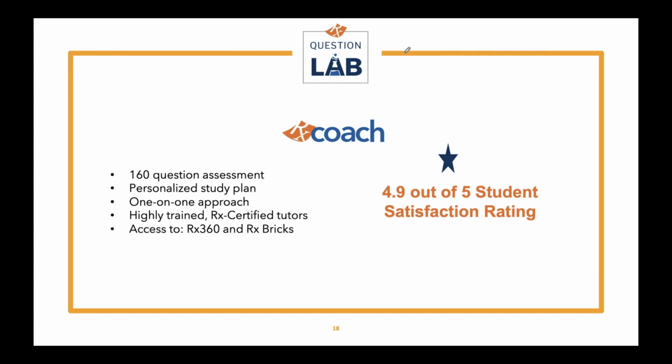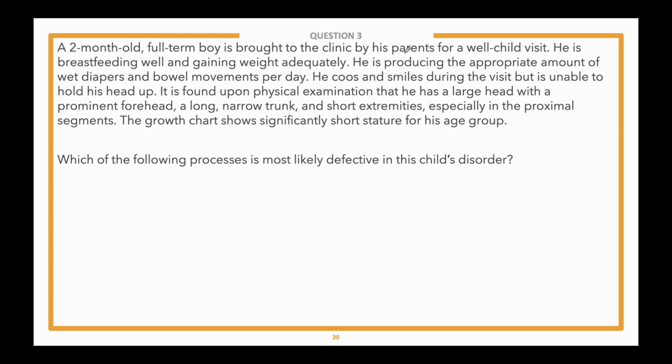So with that, let's go ahead and move on to our third question of the evening. Once again, the answer choices are covered up, and we will begin with the lead-in. Which of the following processes is most likely defective in this child's disorder? So I'll give all of you a few moments here to think about how many steps this question will require.